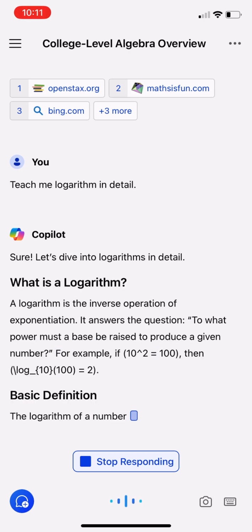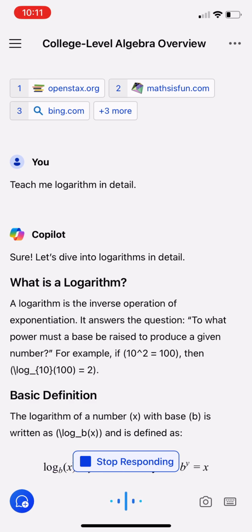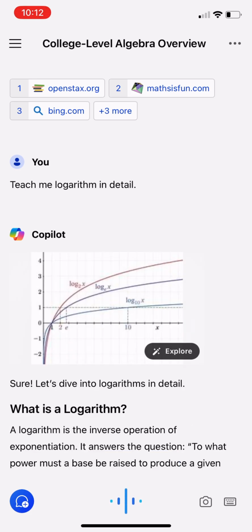Sure. Let's dive into logarithms in detail. What is a logarithm? A logarithm is the inverse operation of exponentiation. It answers the question, to what power must a base be raised to produce a given number? For example, if 10 squared equals 100, then log base 10 of 100 equals 2.